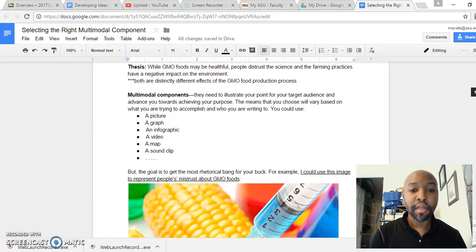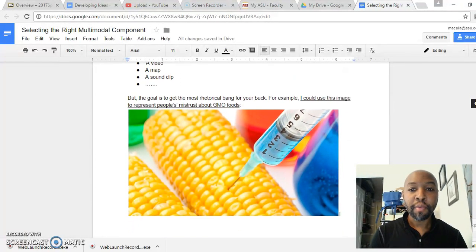So as an example, I've got my GMO paper. I want to say that people mistrust or distrust the technology. I could use this picture here. It's beautiful. It's got corn, it's got a syringe, it's rainbow bright. It's appealing to the eye.